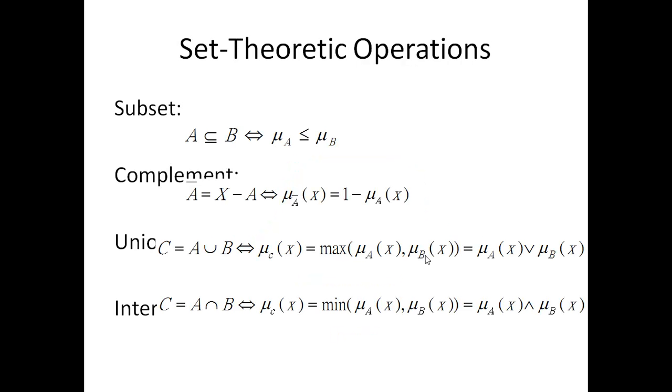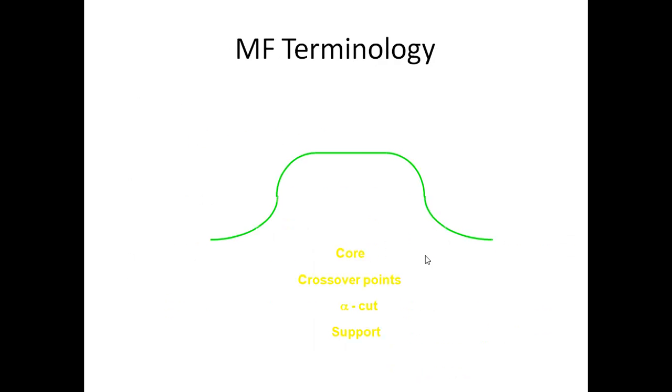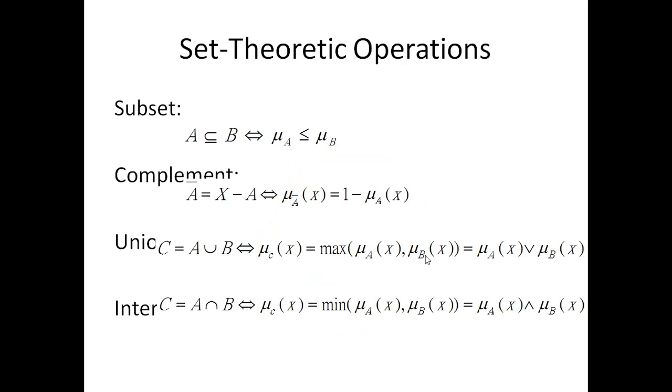So you can find from this figure the core, crossover points, alpha cut and support. We'll find some set theoretic operations on fuzzy sets.